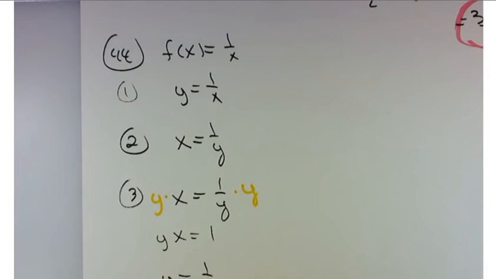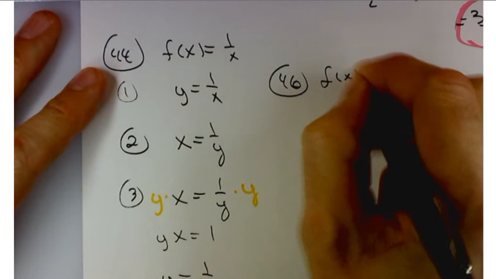All right, which one did I promise? 46? F of x is x cubed minus 4.